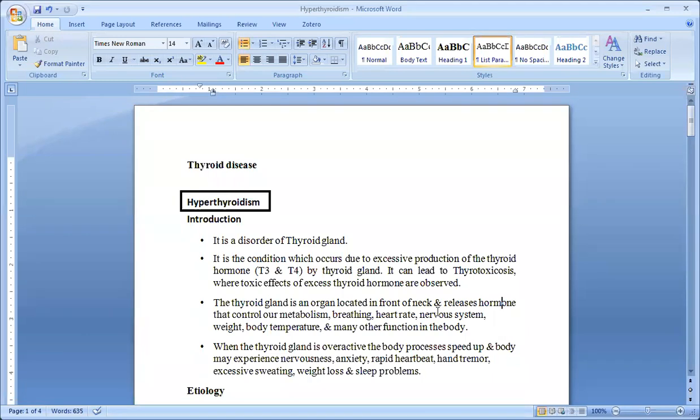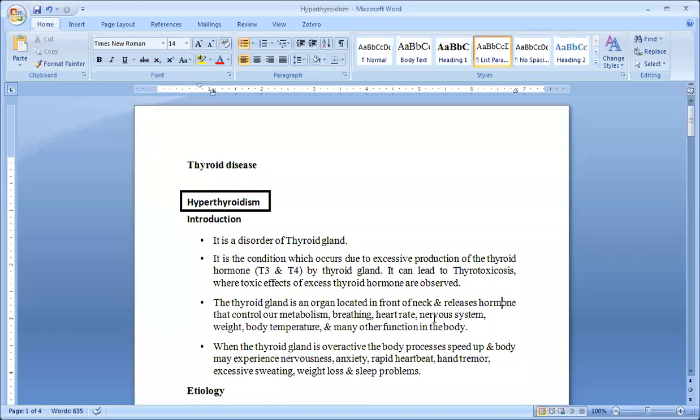The thyroid gland is an organ located in front of the neck, and it releases hormones that control metabolism, breathing, heart rate, nervous system, weight, body temperature, and many other functions of the body. Where is it located? In the front of the neck. So when thyrotoxicosis is there, the neck protrudes, isn't it? Sometimes if it is more, we have to operate on that, isn't it? So where is it located? In front of the neck.